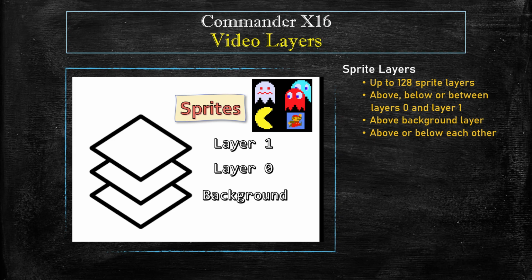So you can decide which images or which sprites you want to appear in front of or behind which other layer you might be displaying on the screen, in this case layer 0 or layer 1. And as I just mentioned, they have to be positioned above the background layer. All the images and other layers need to be positioned above the background layer because the background layer is the bottom layer. But other than that, the sprite layers can be positioned above or below each other, as well as above or below the other layers 0 and 1.